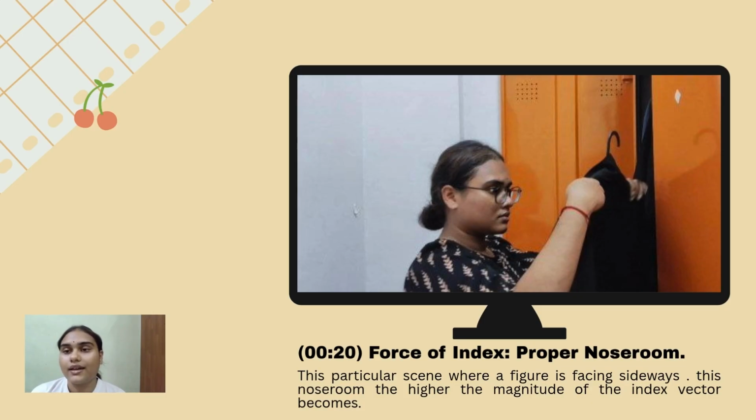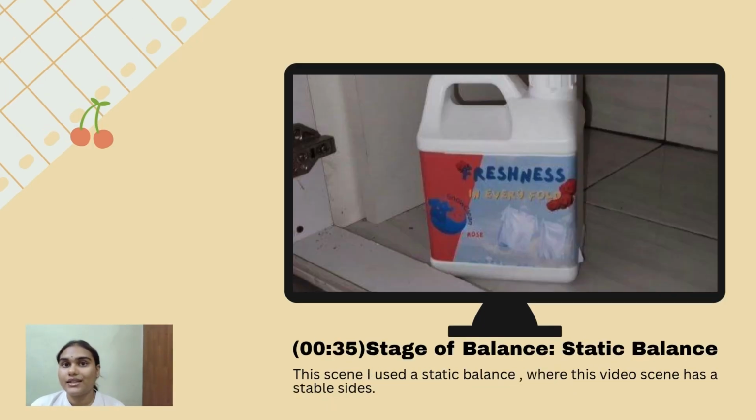So for this scene, I used a static balance, where this video scene has a stable side, which means there are no identical picture elements appearing on the left and on the right side of the screen. Static balance was used to create a sense of stability and order, reflecting the cleanliness and reliability suggested by the product itself. By placing the detergent container centrally with balanced visual weight, nothing distracts the eye. So everyone's focus stays on the product, and it's also suitable for product presentation.